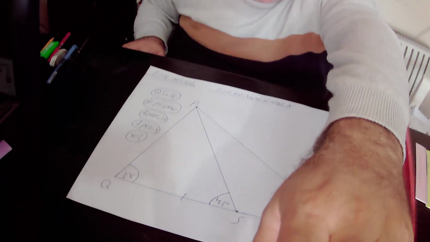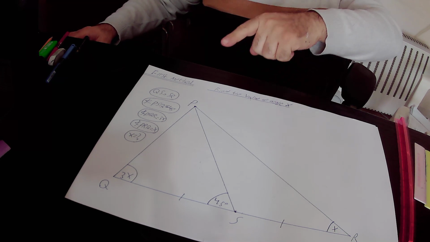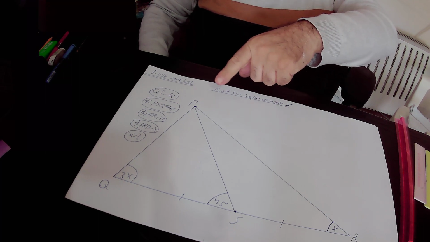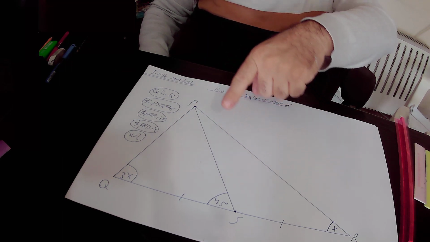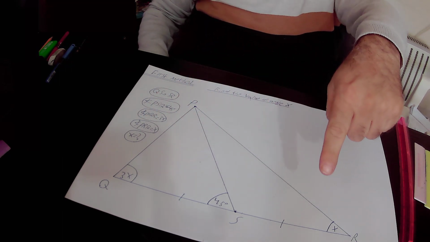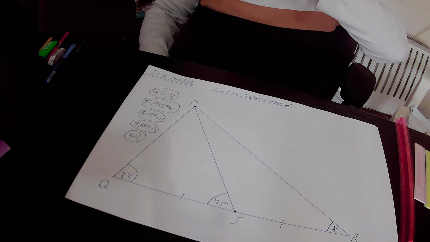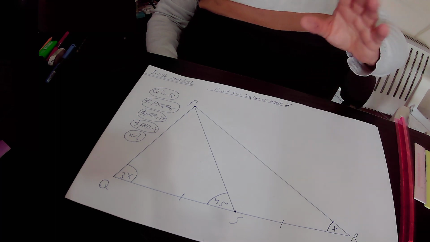Hello, in this lecture we will find out the value of angle x using two different methods. In the drawing we have triangle PQR. We know that QS is equal to SR. We also know that angle PSQ equals 45 degrees, angle PQR equals 3x, and angle PRQ equals x, and we want to find the value of angle x.